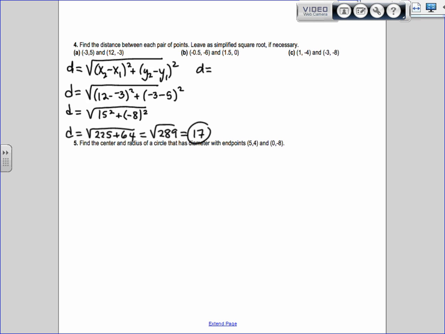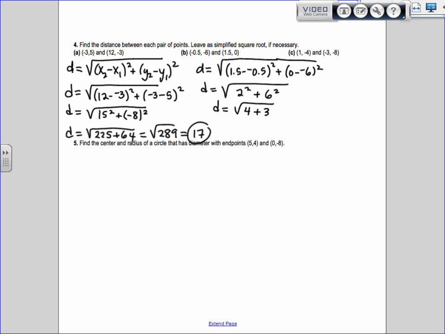Okay, the next one. So if I have my distance formula, I'm going to have 1.5 minus a negative 0.5 squared plus 0 minus a negative 6 squared. So I get 2 squared plus 6 squared. So I get 4 plus 36. So I have the square root of 40. And then don't give me the decimal answer, give me the simplified answer. Do you guys remember simplifying square roots? Yep, 2 square root of 10. So it's square root of 4 times square root of 10, which is 2 root 10. Okay, pretty easy. Distance formula isn't bad.